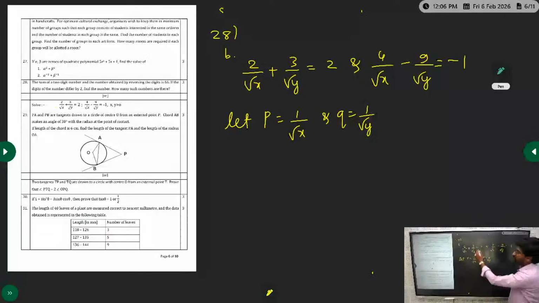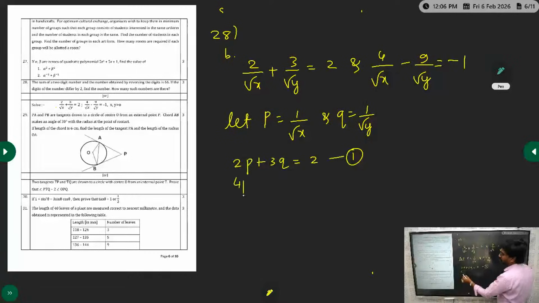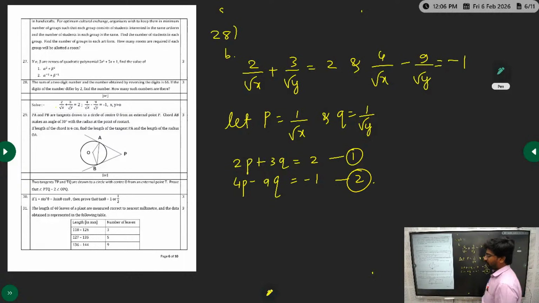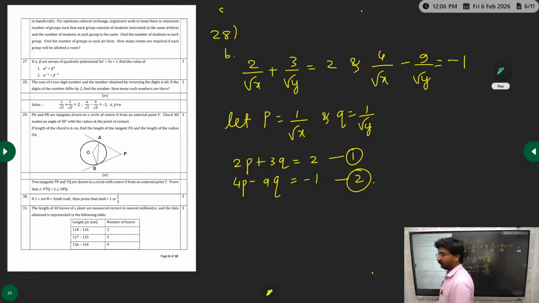Then what will this equation be? 2p plus 3q. Why 2p? 1 by root x is p, as I said. 2p plus 3q is equal to 2. Equation 1. Next, 4p minus 9q is equal to -1. Equation 2. Apply elimination. Will you get the same answer or will both be different? First, anyone check the system for consistency before solving.